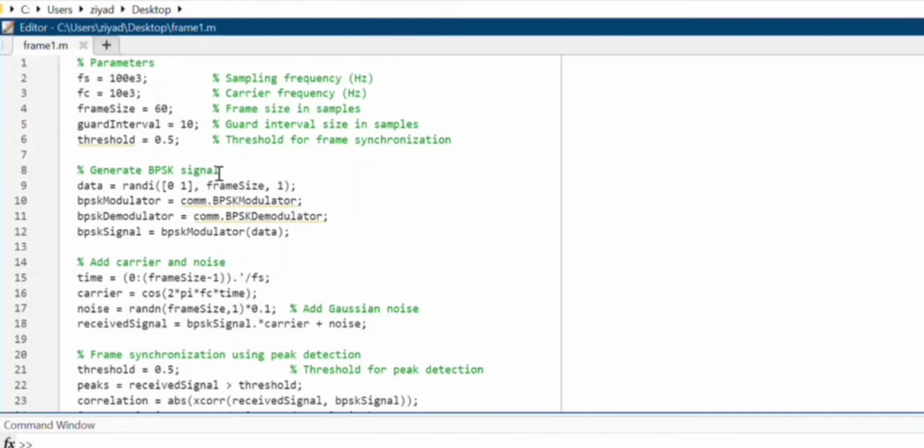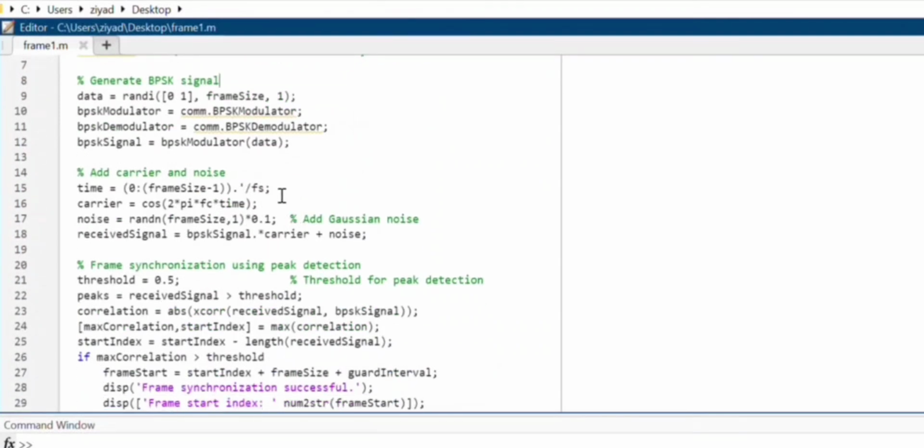Next, we generate random binary data and modulate it using a BPSK modulator. This creates our BPSK signal where bits are mapped to specific phase shifts. Then, we simulate the transmission by creating a carrier signal at 10 kHz and adding Gaussian noise to mimic real-world conditions. The received signal is the BPSK signal combined with the carrier and noise.